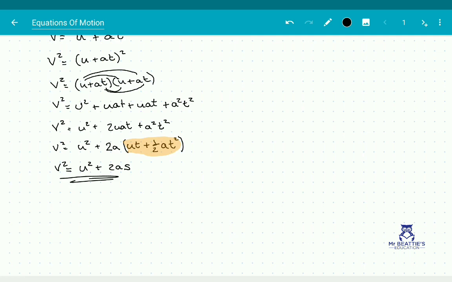And you'll notice that that is our third equation of motion. I hope this has been helpful for you guys. We've had a quick look at the derivation of the equations of motion. Next video we're going to be looking at how to use this derivation of equations of motion in some questions. We're going to do some worked examples and get you ready for some of the harder stuff.